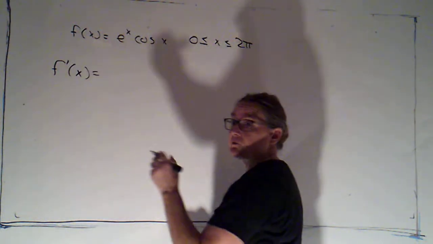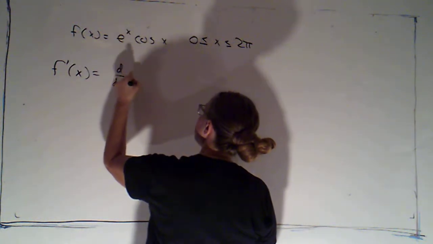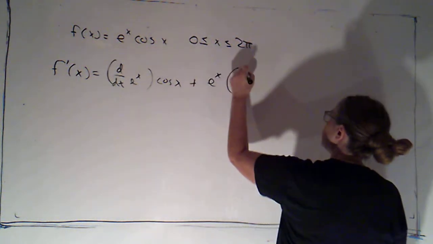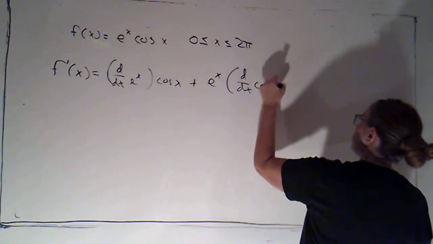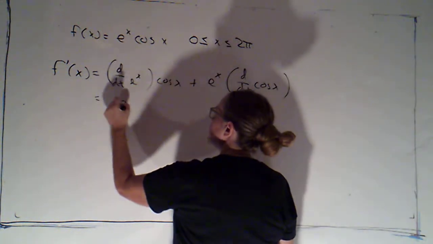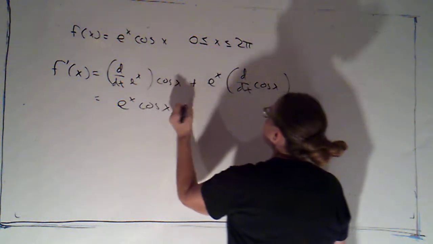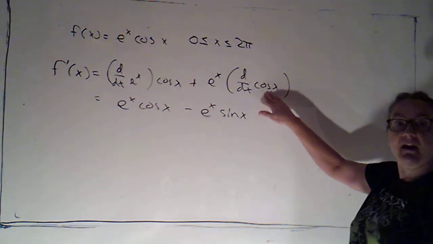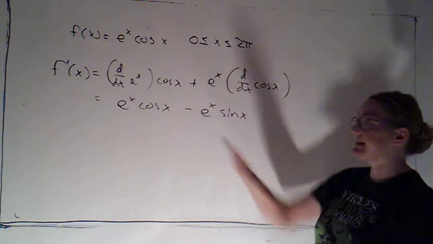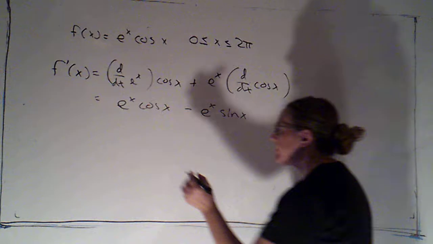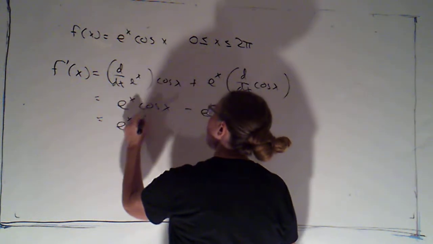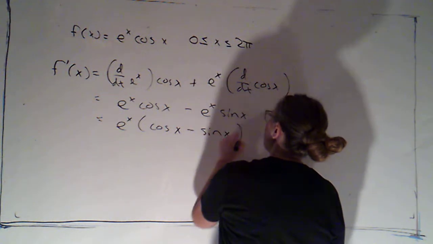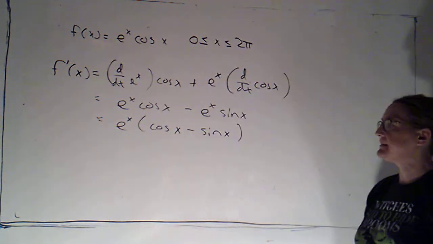So for increasing and decreasing, I'm going to be taking a look at the derivative. So this is going to be a product rule. It's going to be the derivative of e to the x times cosine of x plus e to the x times the derivative of cosine of x. So that's just e to the x cosine x minus e to the x sine x. Derivative of cosine is negative sine, and I just bumped that negative to the front. Probably easiest to work with if I factor out that e to the x. So that's e to the x times cosine x minus sine x in parentheses there.